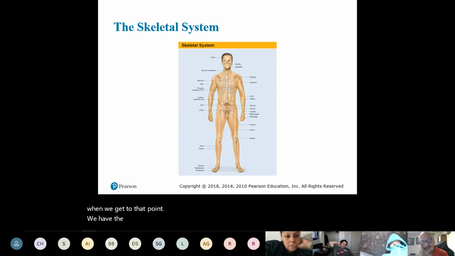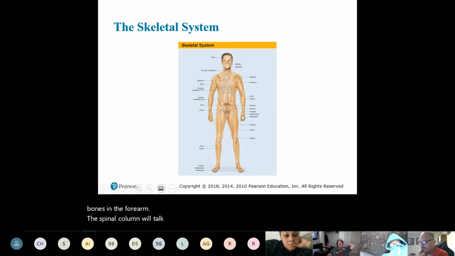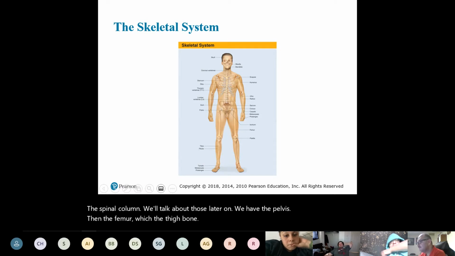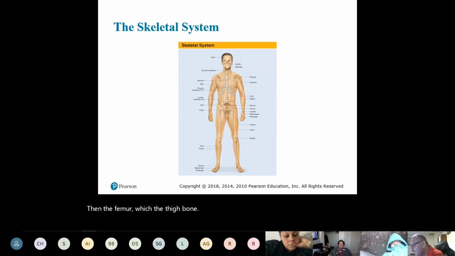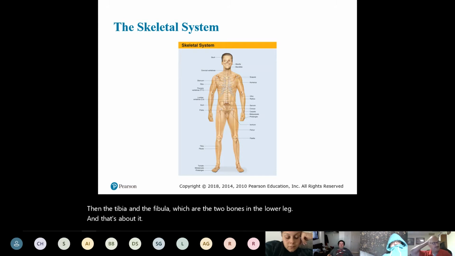We have the clavicles, the humerus, the radius, and the ulna. So the humerus is the arm bone. The radius and the ulna are the two bones in the forearm. The spinal column, we'll talk about those later on. We have the pelvis, then the femur, which is the thigh bone. The patella, which is the kneecap. Then the tibia and the fibula, which are the two bones in the lower leg. And that's about it. So you don't need to know every single bone.